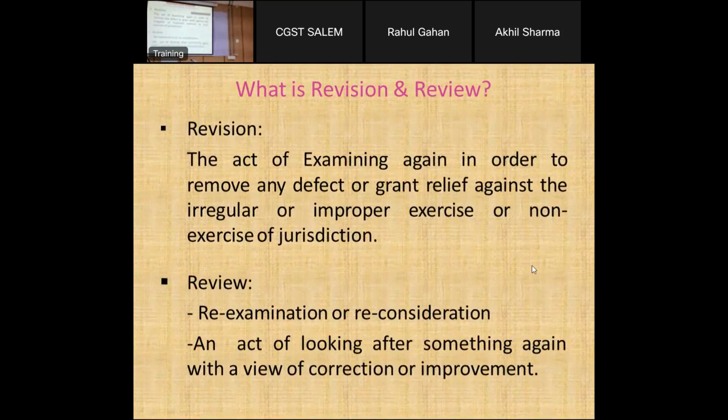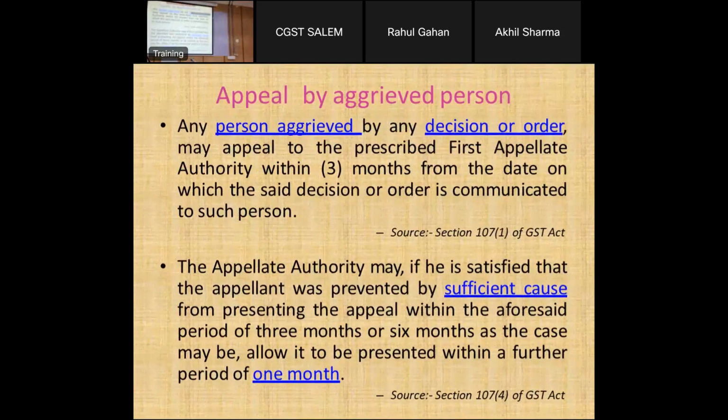Revision. What is revision and review? Revision is an act of examining the order again. What orders we can take up for revision will be said in the next slide. Those orders where you can get relief are irregular, improper, or in excess or non-exercise of jurisdiction. That is called revision. Now coming to review. It is a re-examination or reconsideration, an act of looking at something again with a view to correction or improvement. An appeal is filed by the aggrieved person. Who is an aggrieved person? He may be the taxpayer or the department.